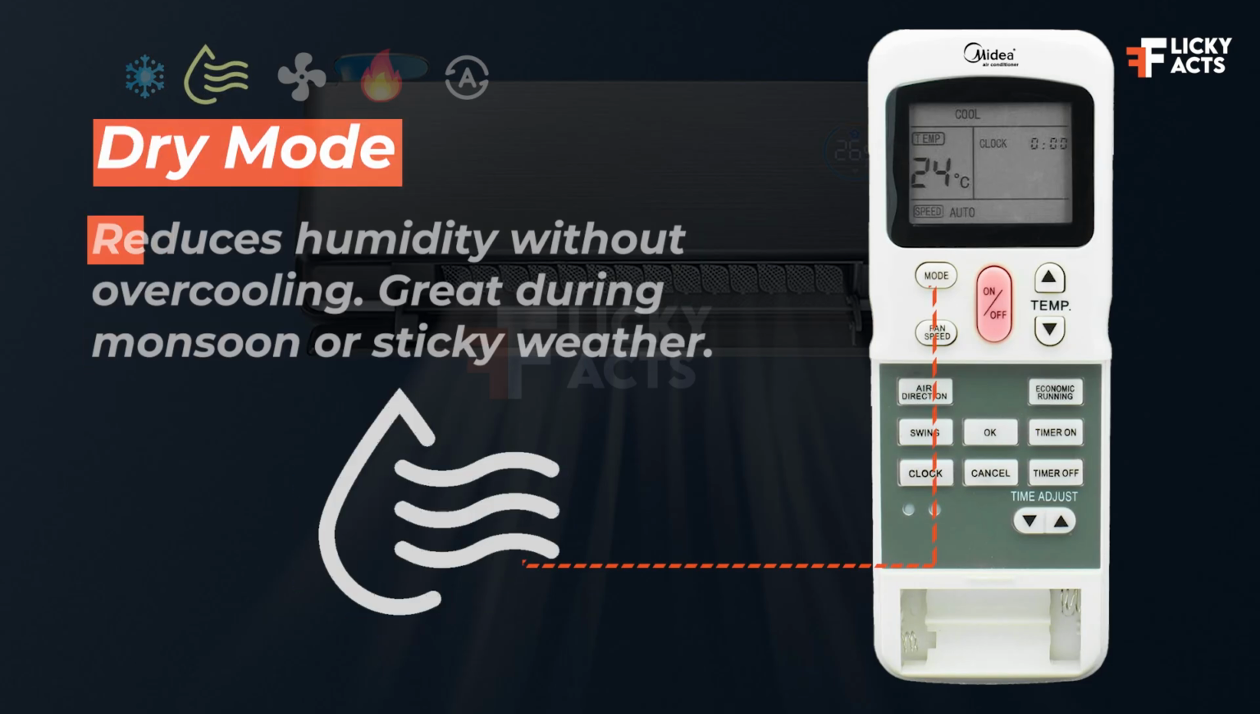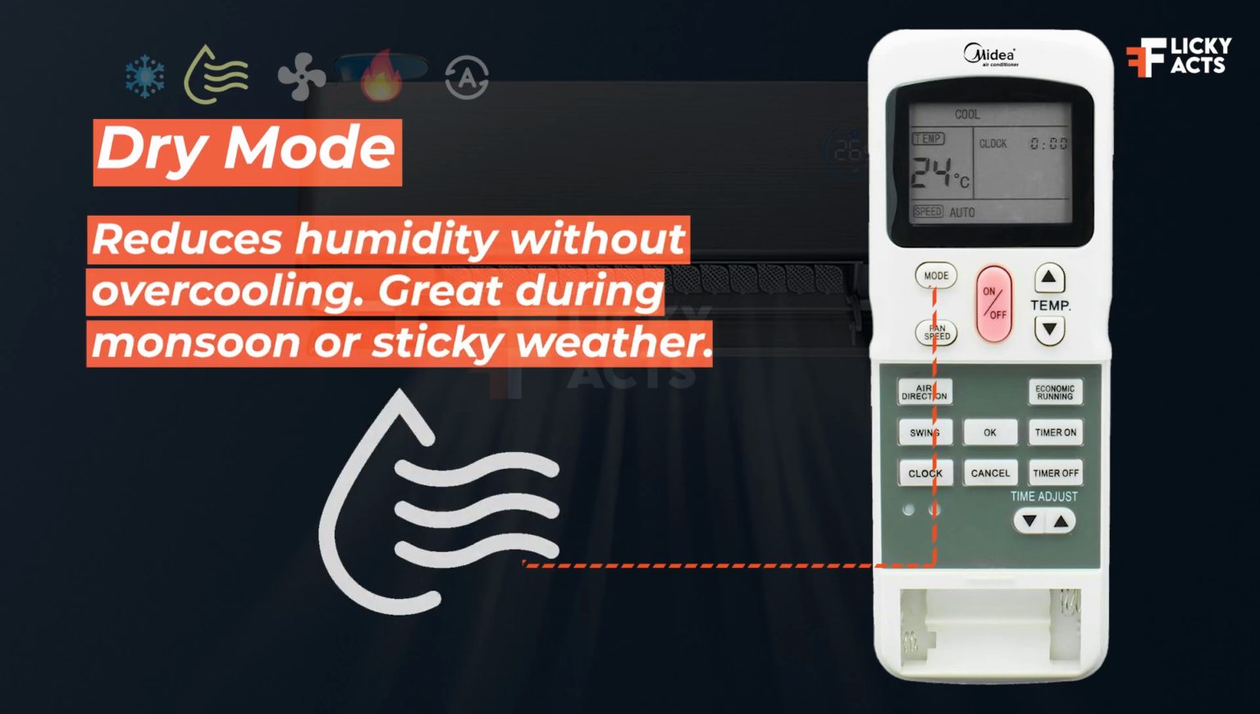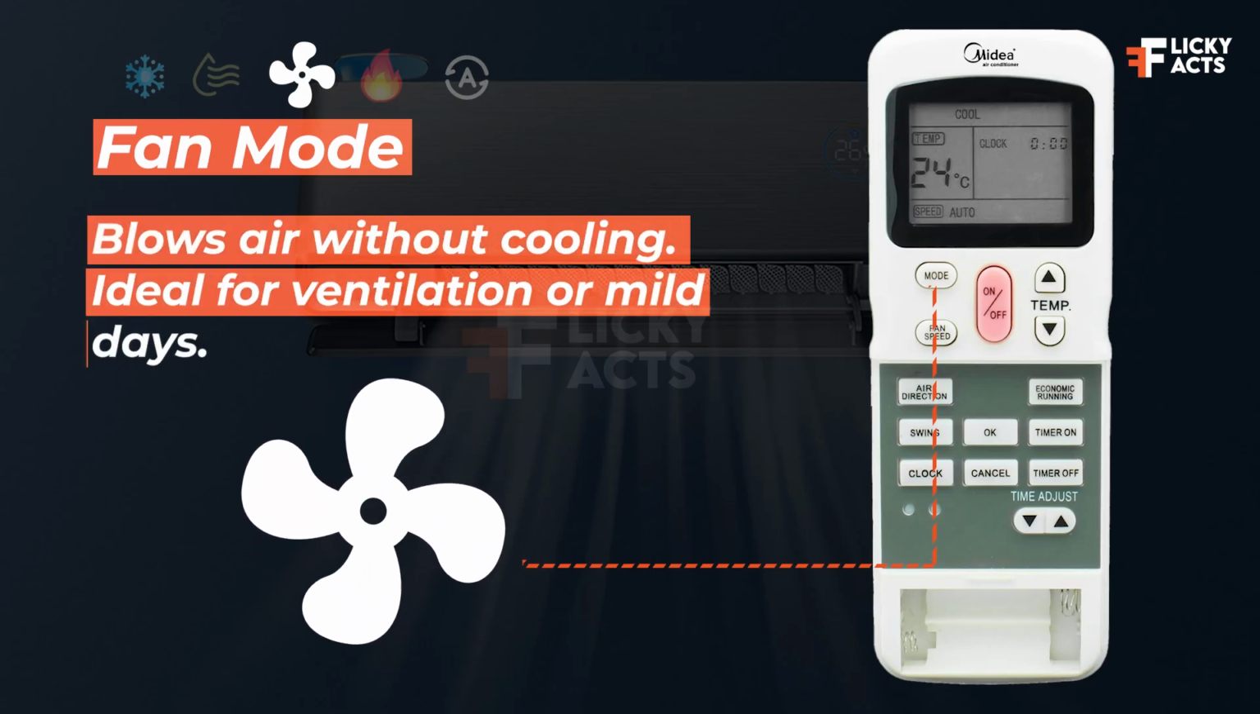Dry mode reduces humidity without overcooling. Great during monsoon or sticky weather. Fan mode blows air without cooling. Ideal for ventilation or mild days.